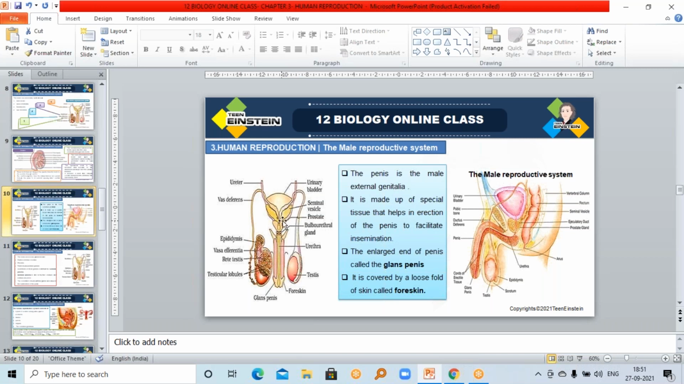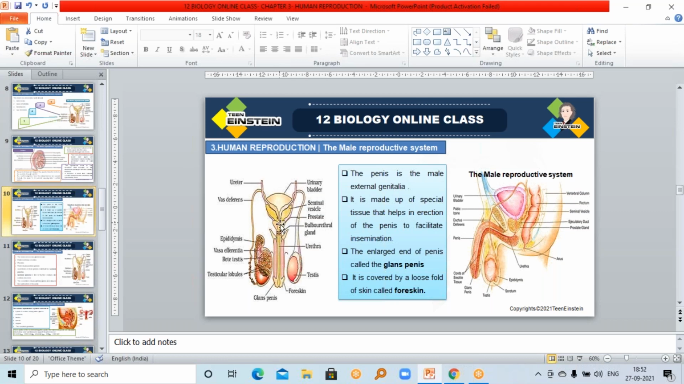This is the seminal vesicle, right? So the vas deferens receives a duct from the seminal vesicle. Here you can see the duct from the seminal vesicle. And this opens into the urethra. Together it is opening to the urethra, you can see here. This yellow colored middle portion is the urethra, which works as the ejaculatory duct.